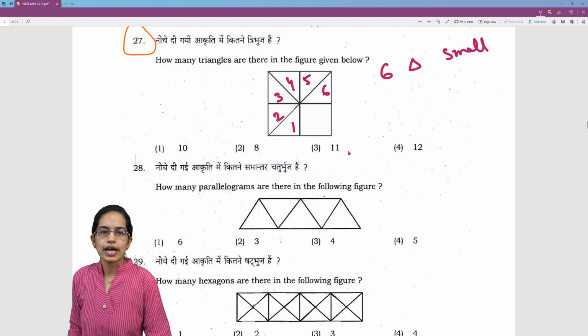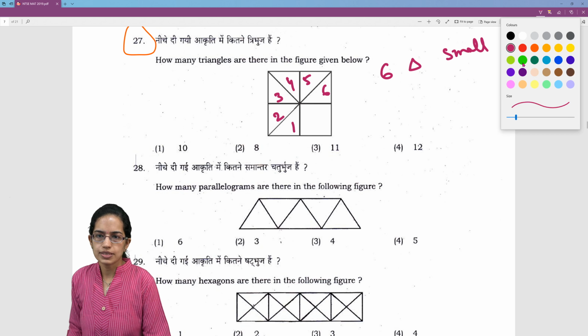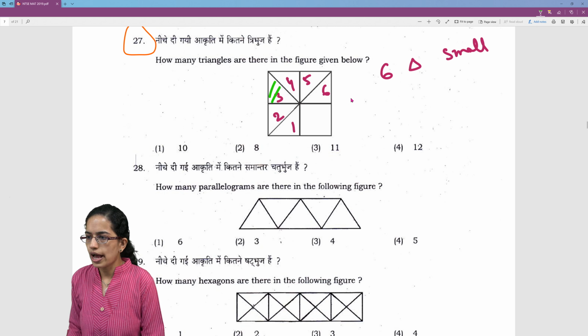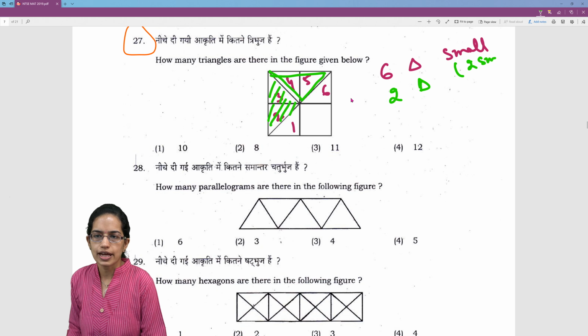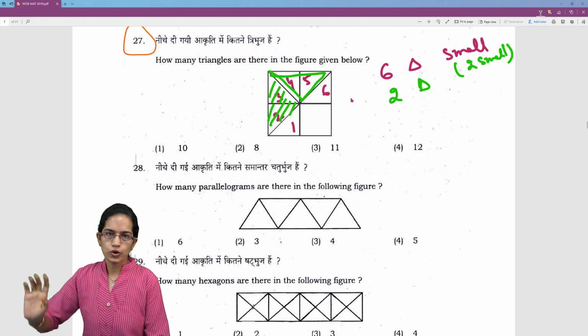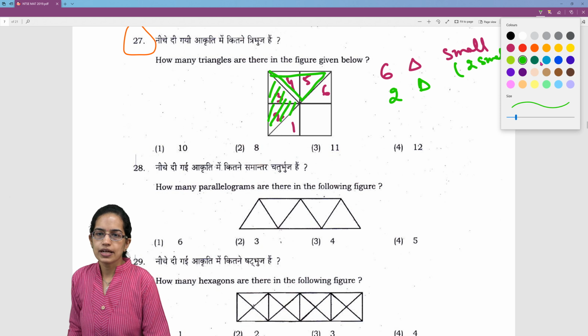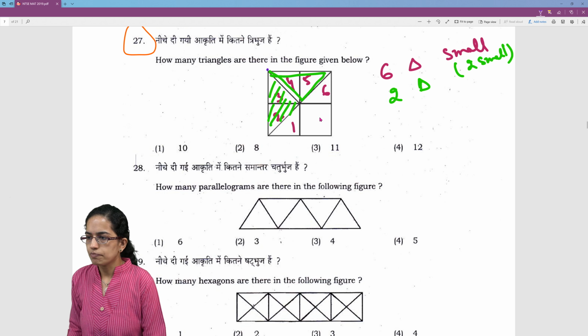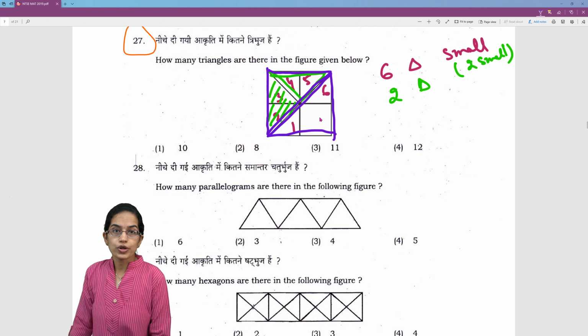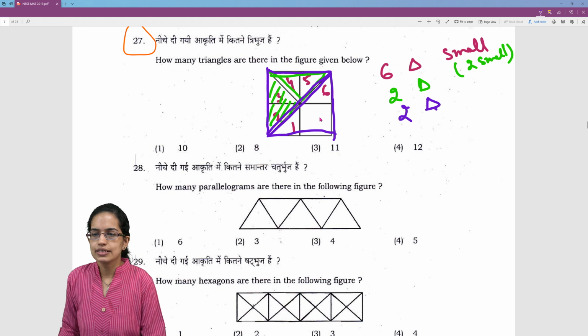Now let me count triangles where they have 2 of the items. So I have 2 and 3 as one of the triangles and 4 and 5 as another triangle. So two triangles which are made up of two small triangles. And then finally I'll pick up another one where I have bigger triangles. So this is one big triangle, and this is another big triangle which includes at least 4 triangles. So 2 big triangles. So the total number of triangles here would be 10 triangles.